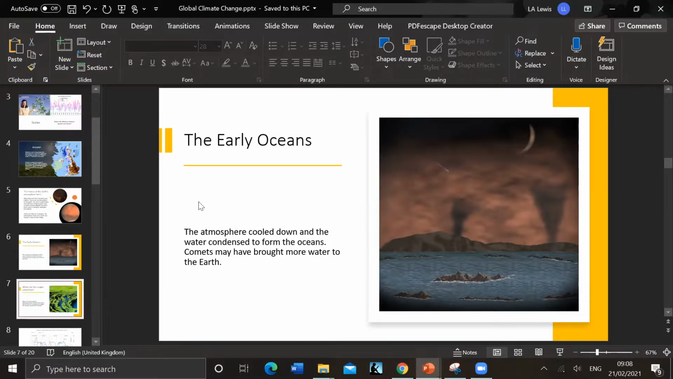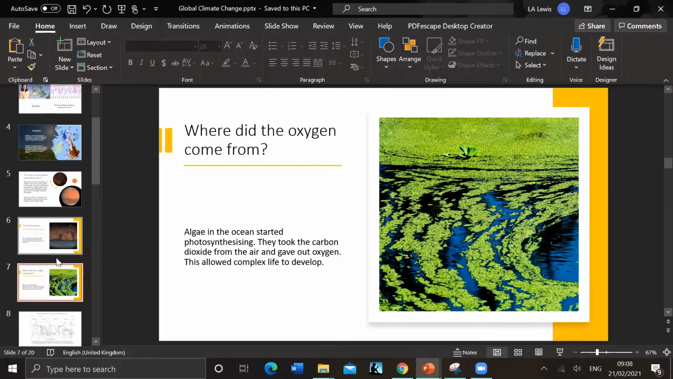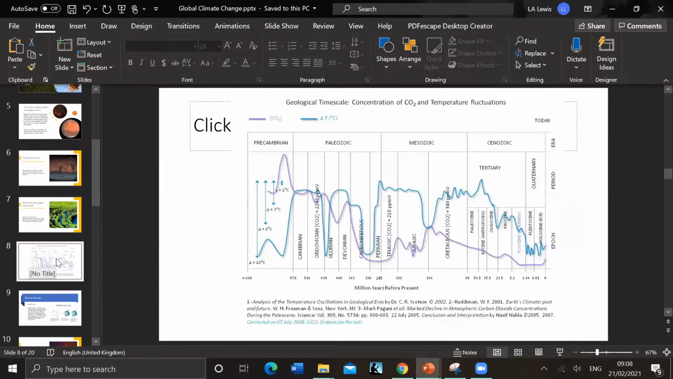Okay, and where did we get our oxygen from? So algae, like you find on ponds today. They were around and were one of the first organisms to develop on Earth. They're quite simple, but they're very important though. They took the carbon dioxide out of the atmosphere and they gave out oxygen. They're still doing their job today. Okay, that's where oxygen came from. That's how we get our atmosphere today.